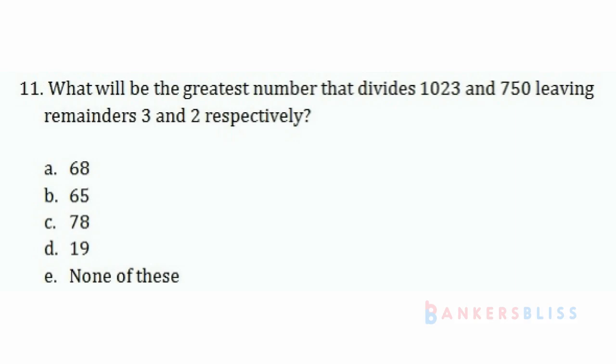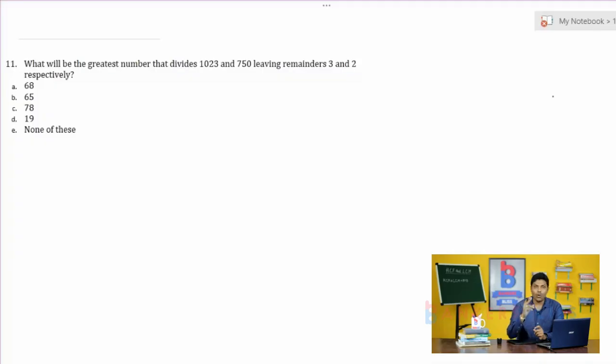Problem number 11. What will be the greatest number that divides 1023 and 750, leaving remainders 3 and 2 respectively? Means one greatest number is there which is going to divide both the numbers 1023 as well as 750, leaving the remainders 3 and 2. So, if it divides 1023, it gives the remainder 3, and if it divides 750, it leaves the remainder 2. So, we have to calculate the highest number.